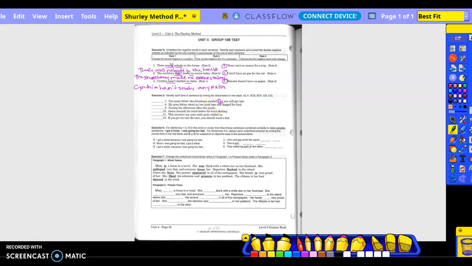What kind of sentence? Could you make it into 2? Yes, so it's a compound sentence. My gray kitten stood on her back legs and begged for food. So we have the word and, but do we have any punctuation with it? No. So that means it's either a sentence with a compound subject or a sentence with a compound verb. So what do you think? Because of stood and begged. So sentence with a compound verb.